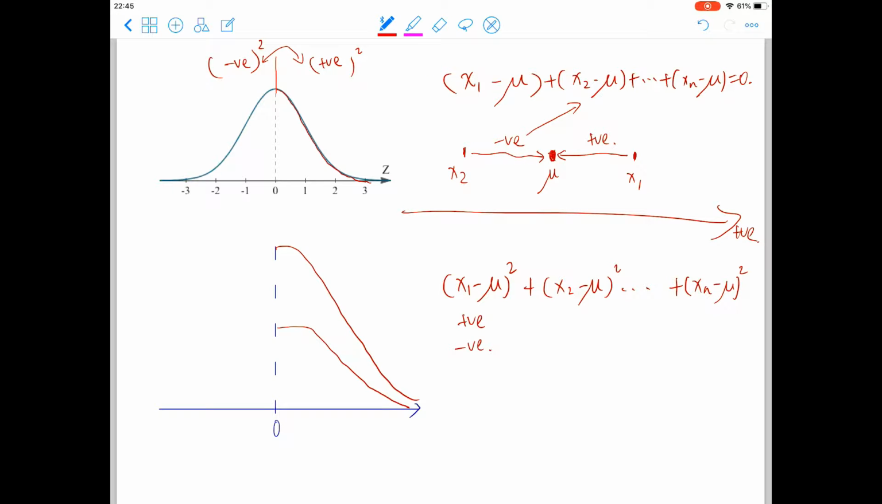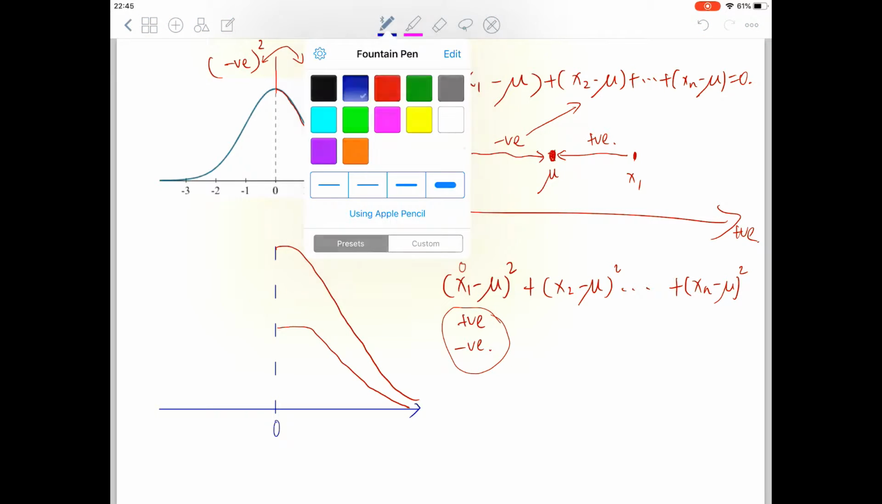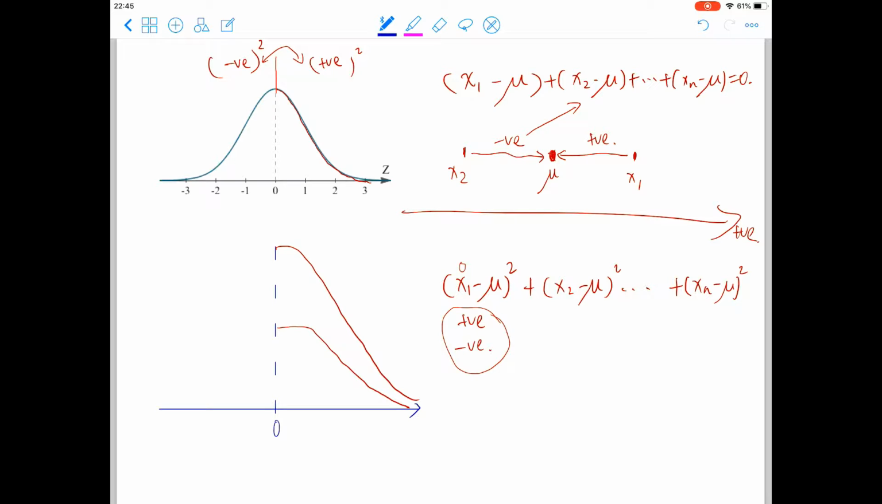However, since our calculation here is talking about the difference, if I get zero here, then the distance will become 0 since there is nothing. Therefore, we may change the starting point to the origin here. So the graph may change a little bit like that.